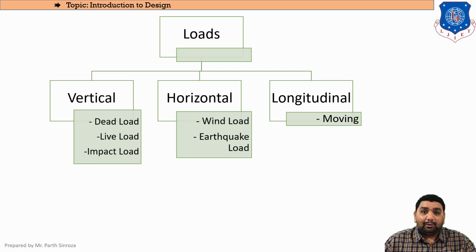So vertical load again acts in the vertical direction. It can be divided into three parts, that is dead load due to the self-weight of the building, the live load that we'll be considering later on, and the impact load, that is the sudden load that is to be applied. And the second part, that is horizontal load, is categorized into two parts, being the wind load and the earthquake load. For this semester, in the design purpose, wind load and earthquake load will not be calculated using numerical problems. And the last will be the longitudinal loads, or you can say the moving loads.